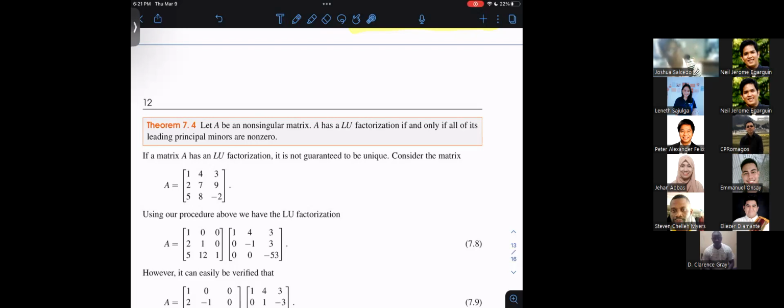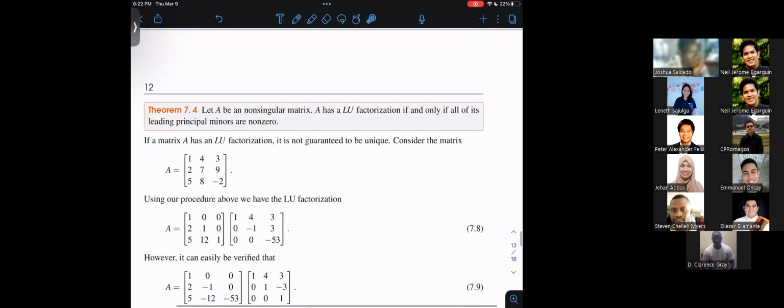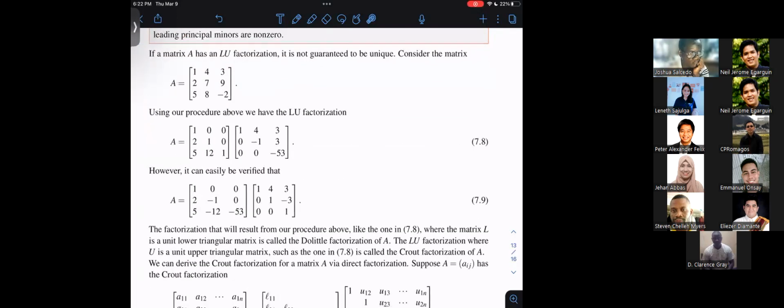Okay, so we now have an idea when the LU factorization of a matrix will exist. Now, the nice question Z posted earlier: will it be unique? It won't be unique, right? If you guarantee the existence, you don't know about uniqueness. Now, the method that we performed earlier gives us the following form.